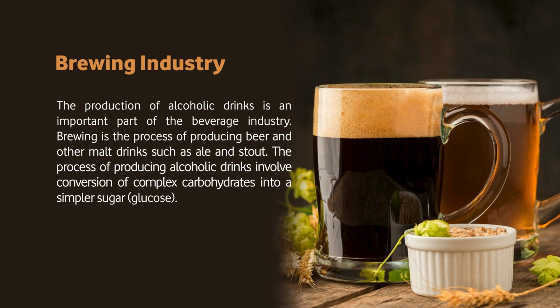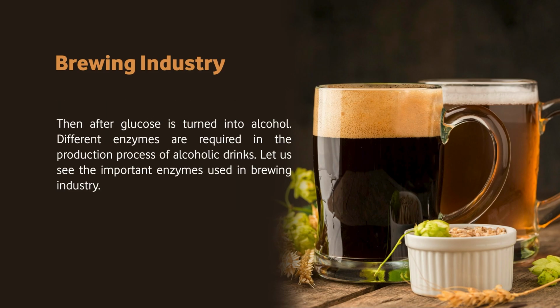The process of producing alcoholic drink involves conversion of complex carbohydrate into a simpler sugar, that is glucose, and after that glucose is converted into alcohol. Different enzymes are involved in the production process of alcoholic drink. Let us see the important enzymes used in the brewing industry.